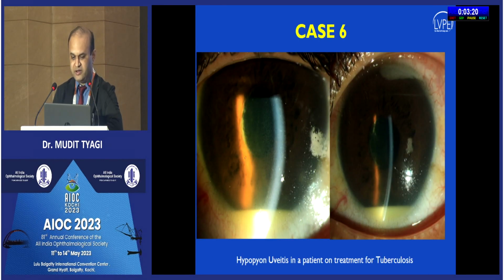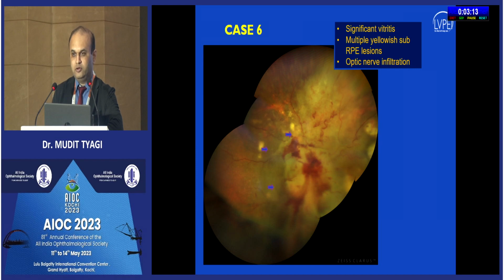Hypopyon uveitis in a patient on treatment for tuberculosis, think of rifabutin toxicity. That can be a drug-induced toxicity. So remember, the point over here is that when you see such hypopyons, keep in mind a differential of drug-induced uveitis.